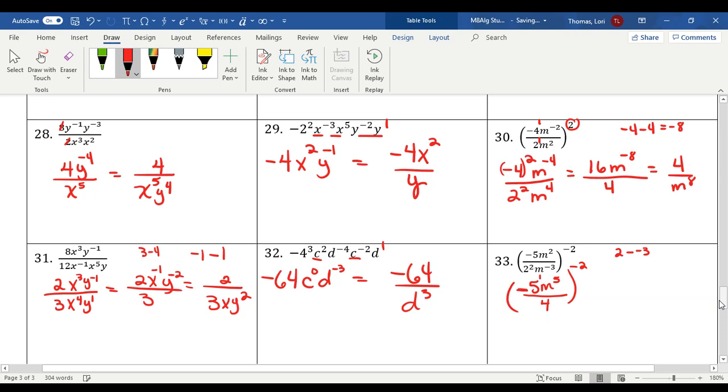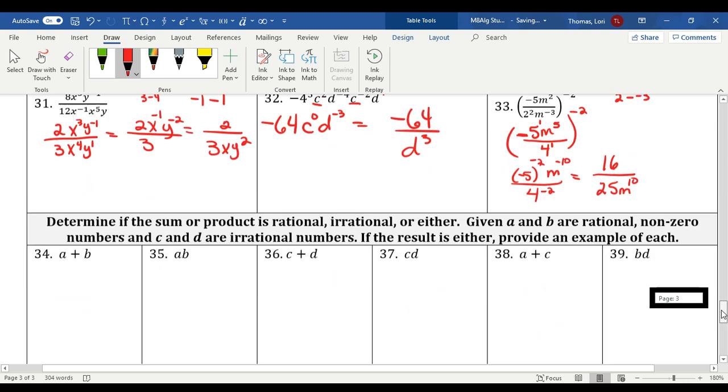So this has an exponent and this has an exponent as well. So when I distribute this -2 to each of the exponents, I'm going to have -5 raised to the -2 times m to the -10th over 4 to the -2. So I'm going to go ahead and reciprocate and bring everything in the numerator to the denominator. And I can go ahead and multiply that out. That's going to give me +25, m to the +10. And then when I reciprocate 4 to the -2, it becomes 16 in my numerator.